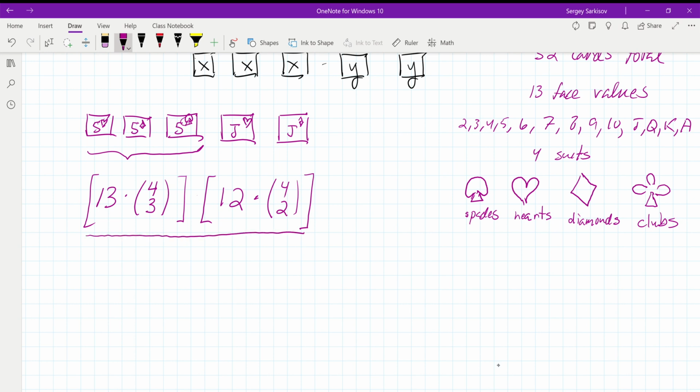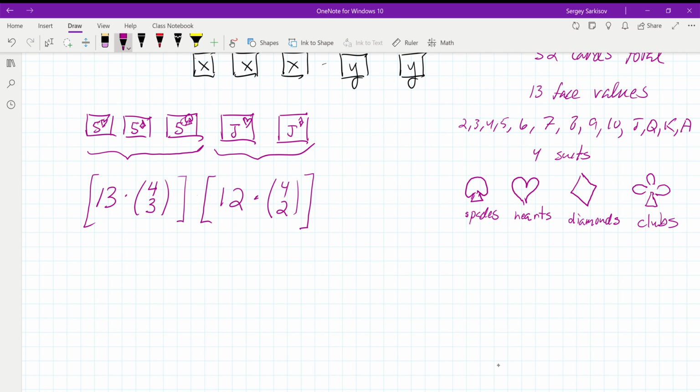Remember how we talked, I think that's it actually, one second, because do we have to divide by 2 or not? 5 5 5 jack jack would be different from jack jack jack 5 5, right? So order actually does matter here. We do not have to divide by 2. Really cool, right? And so more than likely, I would expect this to be the correct answer.